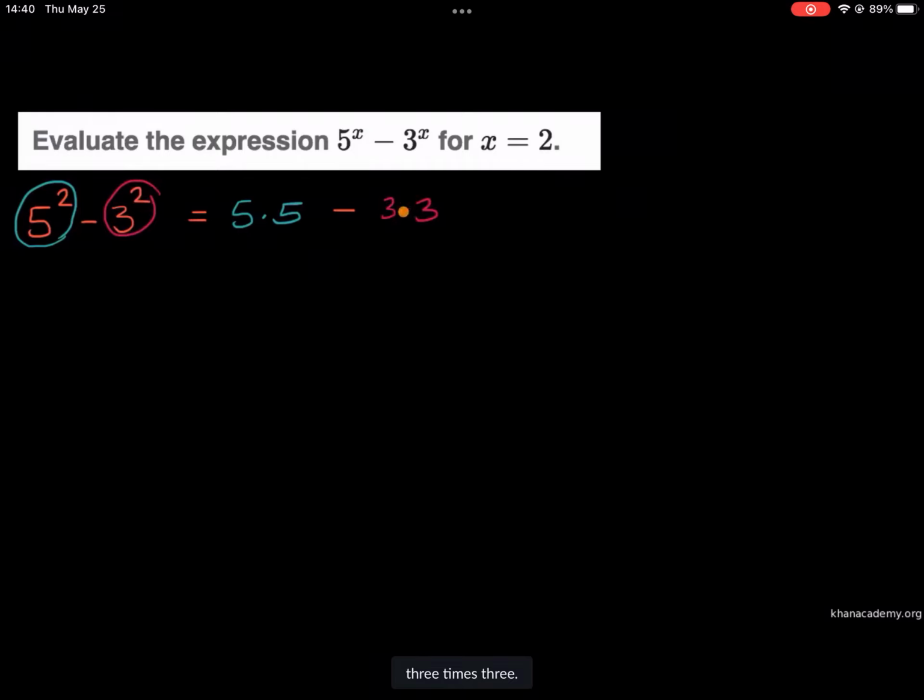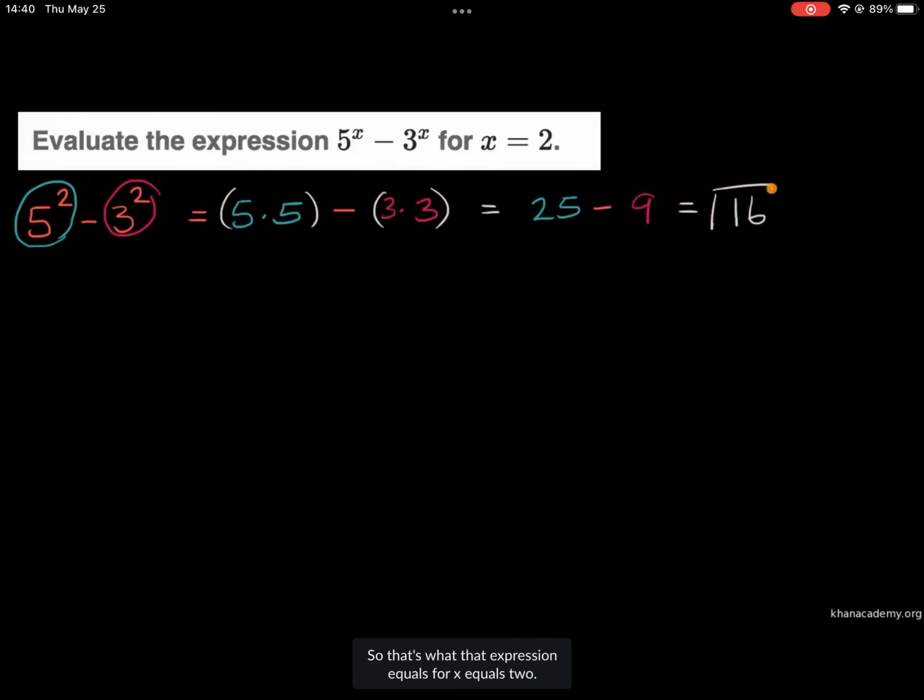Now order of operations would tell us to do the exponents first, which is this multiplication. But just to make it clear, I'll put some parentheses here. And this is going to be equal to 5 times 5 is 25 minus 9, which is equal to, what's 25 minus 9? It is equal to 16. So that's what that expression equals for x equals 2.